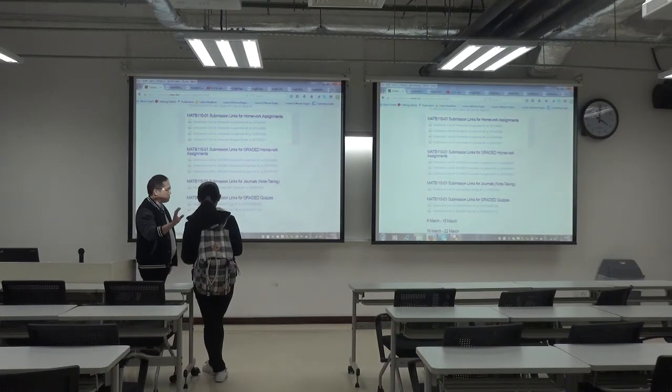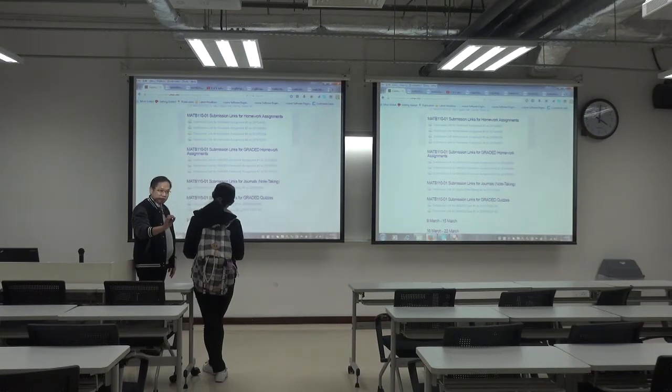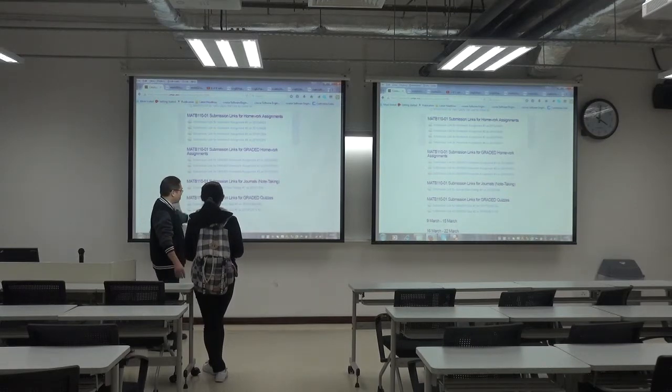Do you understand the meaning of a student portfolio? Yes, but I think it's something important that you keep, for example your major exam or final exam. No, it's not just the grade. It's not every item, but it's very important, as I said.